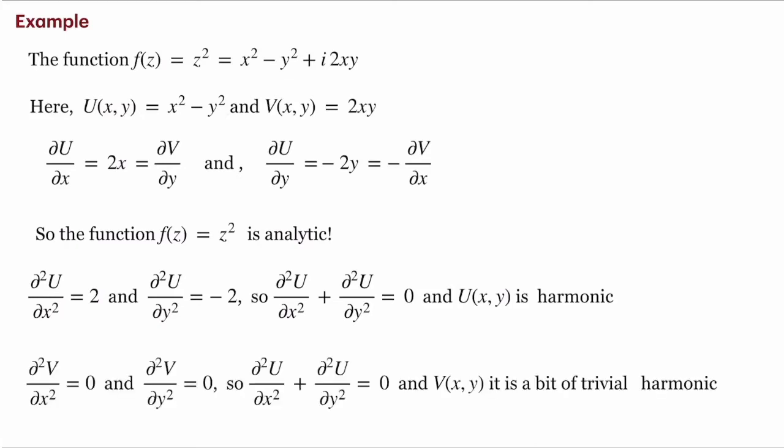In the same way, let's look at v. Del square v by del x square is equal to 0 and del square v by del y square is equal to 0. So this trivially satisfies the harmonic condition. Nevertheless, it is a harmonic condition. So this function is harmonic. So both u and v are harmonic for the function which is analytic.